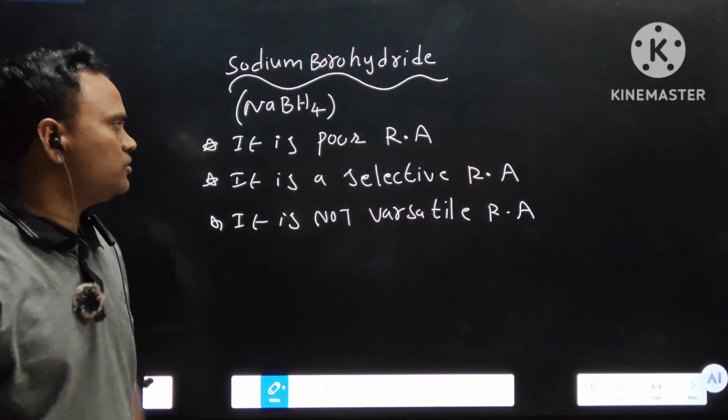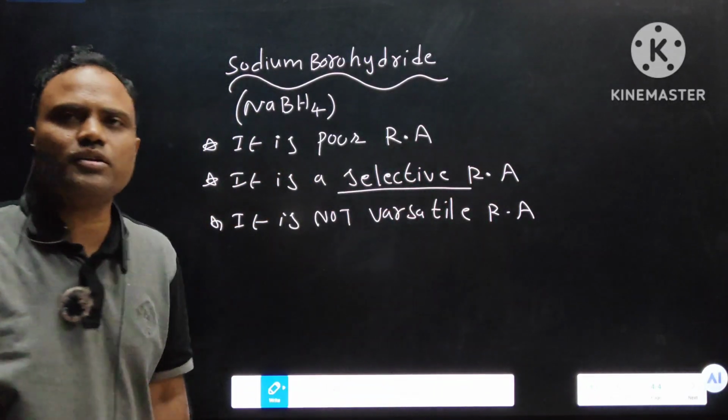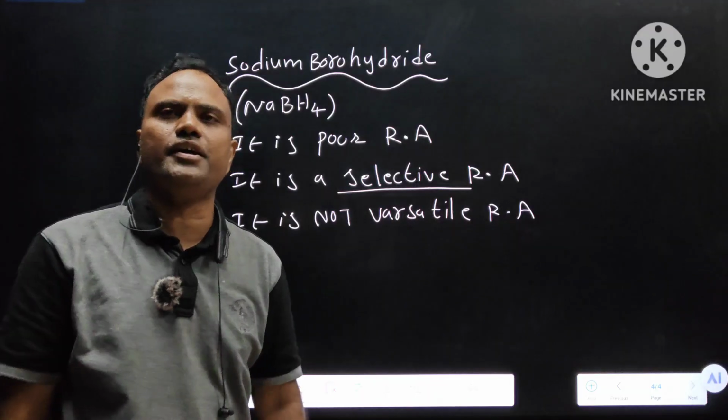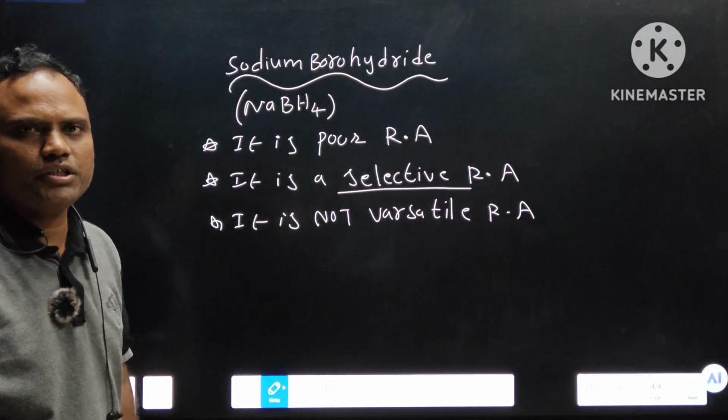LiAlH4 is non-selective. It is selective. Why is it selective? Selectively it reduces aldehydes and ketones only. Clear?